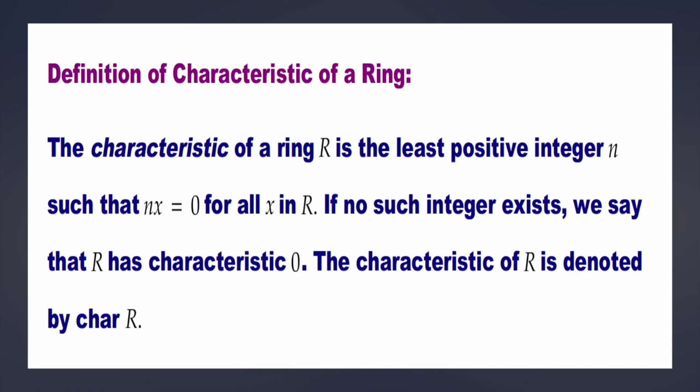But what is the characteristic of a ring? Characteristic of a ring is defined as the least positive integer n such that nx equals 0 for all x in R. If no such integer exists, we say that R has characteristic 0. The characteristic of R is denoted by CHAR R or char R.